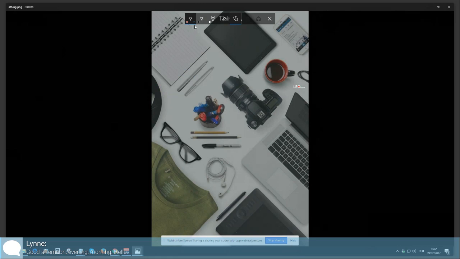So a notebook. That's a noun. Two pens, nouns. A tablet, a noun. A smartphone, a noun. A cup of coffee, a noun. A camera, a noun. Pens, nouns. A pair of scissors, a noun. Pen holder, noun. A pair of glasses, a noun. A t-shirt, a noun. Another pen, a noun. Another tablet, a noun. This is a techie person. And a laptop, a noun.